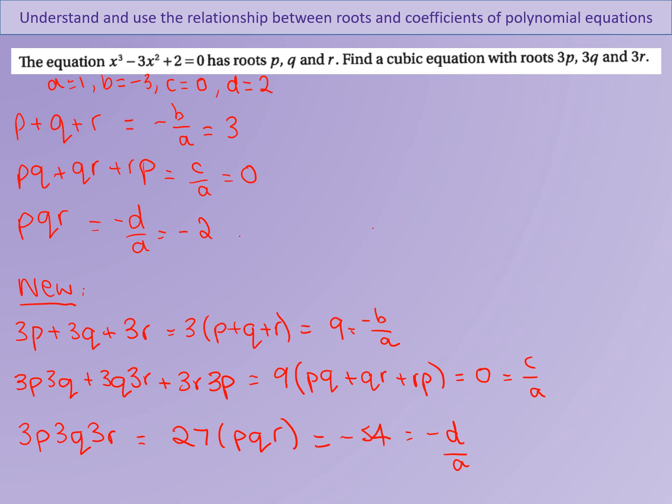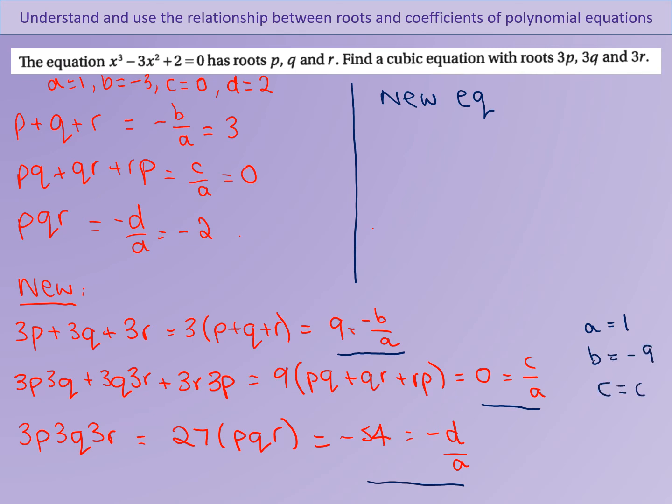Looking at the new equation then, as we have this and this value, and we have only whole numbers there, we can take a to be 1, which leaves b to be -9, c would be 0, and d would be minus 54, and then we can substitute those directly into our new equation. So we have x cubed minus 9x squared, no x term, minus 54 equals 0.